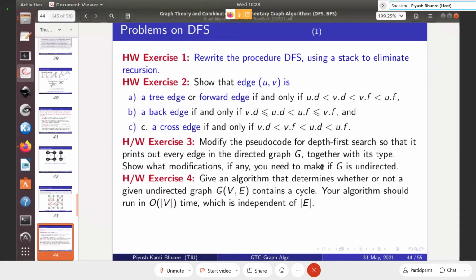So I give you here a homework exercise. Rewrite the procedure DFS using a stack to eliminate recursion. Why is it required that we don't use recursion, that we should replace recursion? Can somebody answer? Do you know the difficulties with recursion? It's very easy to understand and very easy to write the code in a language that supports recursion, like C.